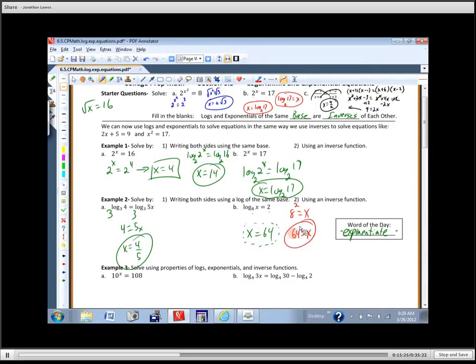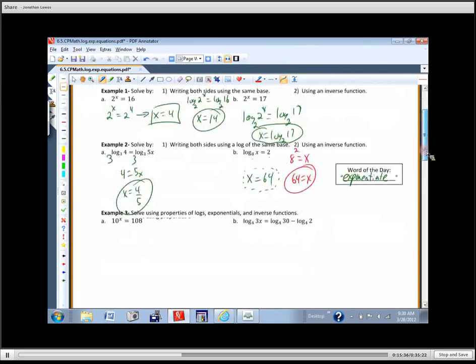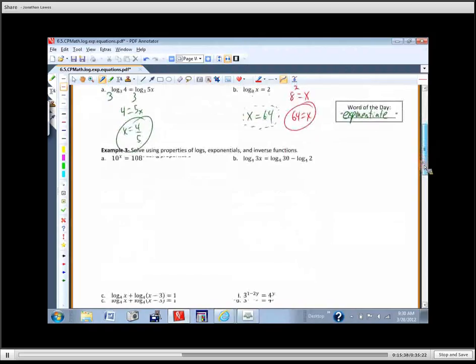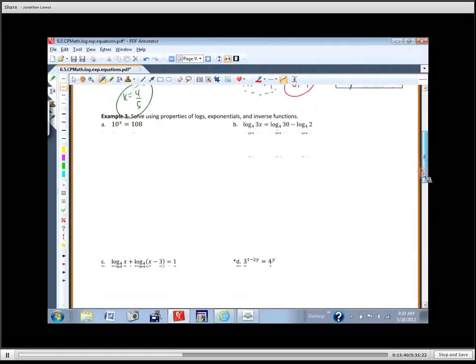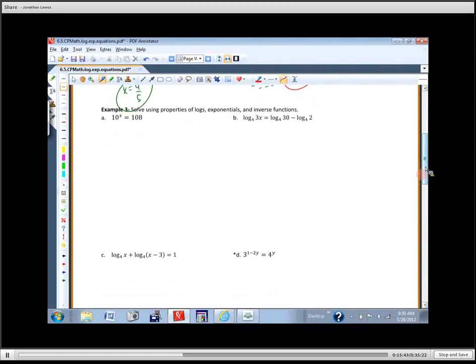Either way is fine. I like the whole exponentiating thing because it reinforces that idea that we're learning how to do something and we're learning how to undo it. Okay, are there any questions? Sure? What's the word of the day? Exponentiate. Okay, it means we take both sides and raise it up in the exponent.